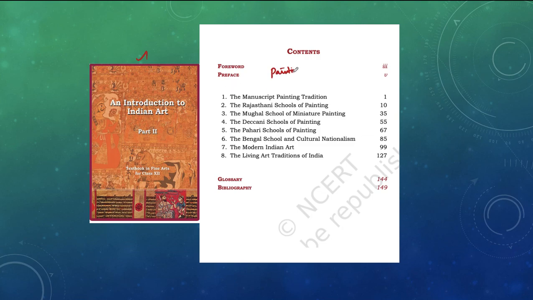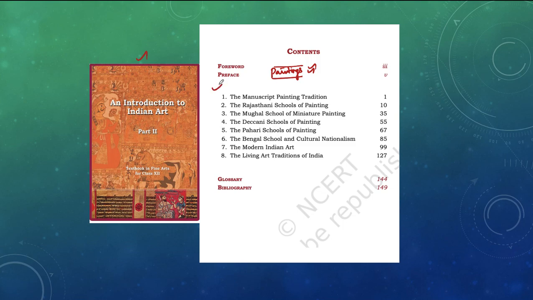So if any questions come in prelims or mains from the painting aspect, you should not be surprised, because that can be picked only from this particular book. So try to have a good look and make notes of the major schools of painting mentioned in this book, which is going to be important for your preliminary examination.